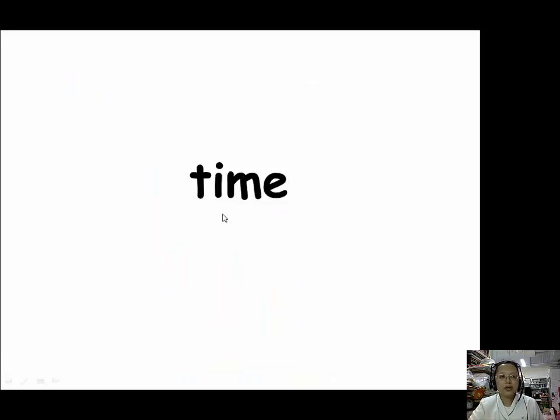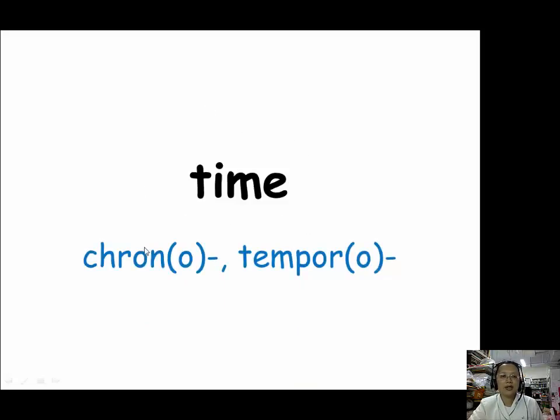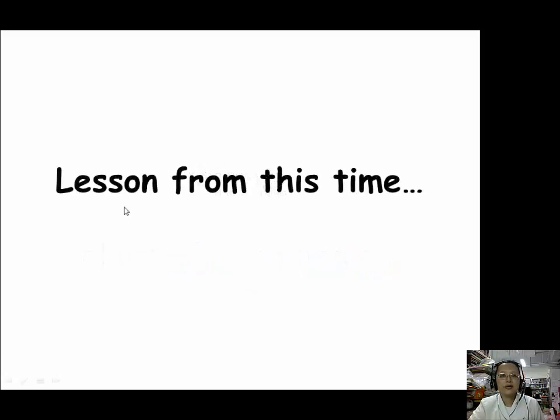Let's review what we learned for time. We have one of these two prefixes, chrono, C-H-R-O-N-O, and temporo, T-E-M-P-O-R-O. Now we finish lesson 24. Let's review what we learned this time.